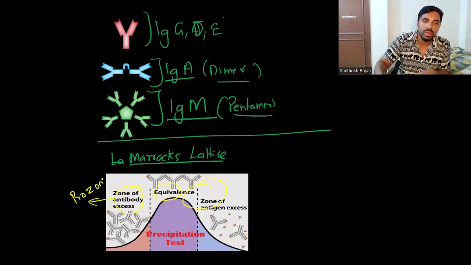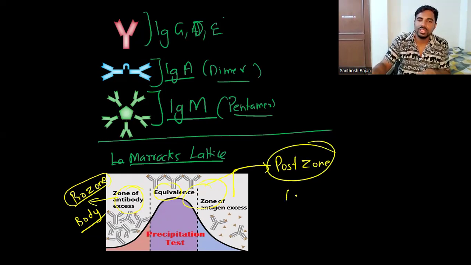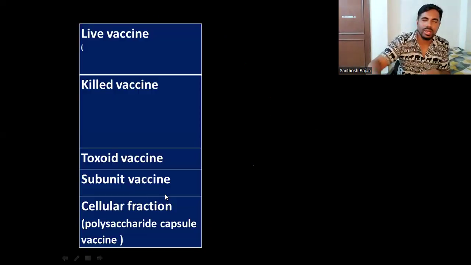If you forgot, also remember: pro-zone means antibody is more. Pro zone, antibody excess. If it is a post zone, antigen will be more. This is the post zone phenomenon. Equivalence means both are equal; antigen and antibody will be equal. That is the Marrack-Lakin hypothesis.